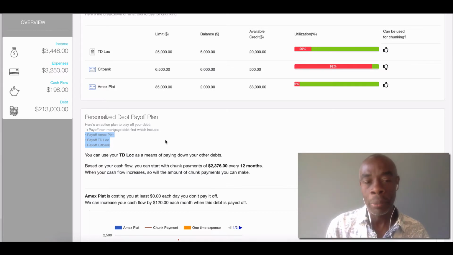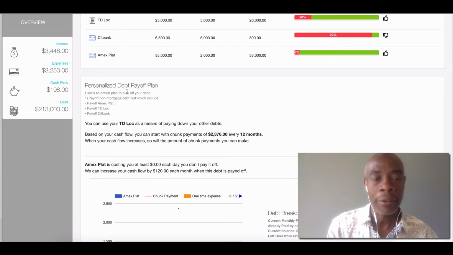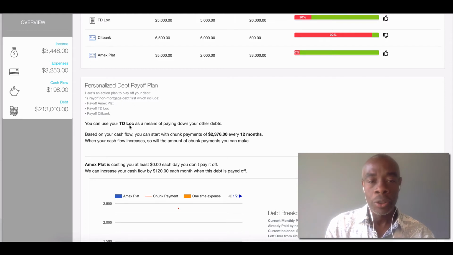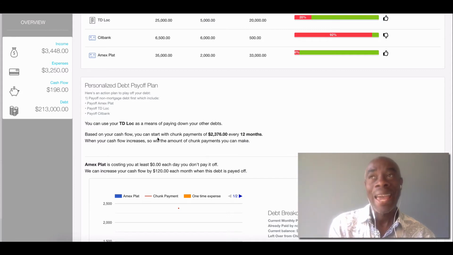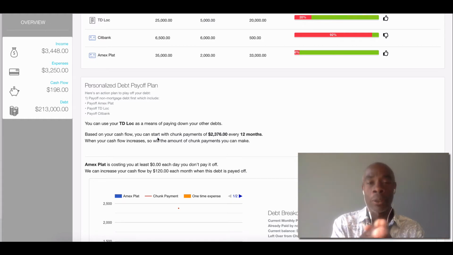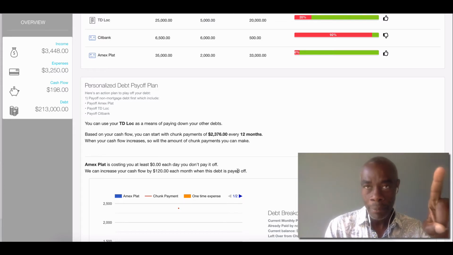However, I know that there's lots of people out there who find it hard to keep track of things to chunk. But let's walk through it. So then it says, you could use your line of credit as a means of paying off your debt. Based on your cash flow, and here's where cash flow is so important, because the cash flow determines how much chunking you can do and how often you chunk. Recap how the velocity banking works, how chunking works. So you take a chunk payment. In this example, you're going to take a chunk payment from your line of credit. You take this chunk payment, pay this Amex Platinum from your line of credit by this amount.